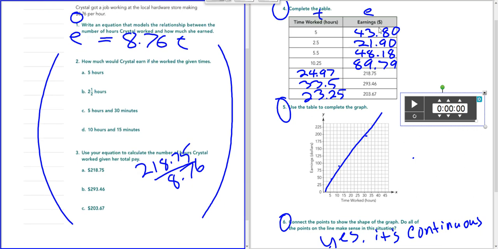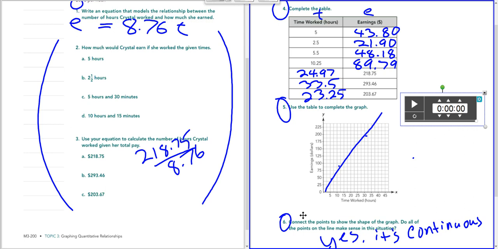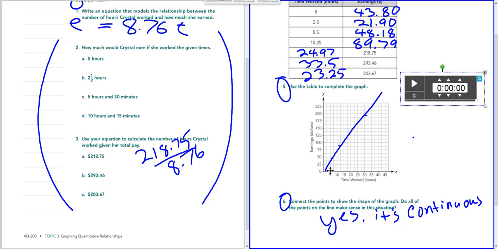But basically, we're filling in this table. And you can see the numbers we got here. For these, you're just multiplying 5 times 8.76 and so on. Here, we're dividing 218.75 by our 8.76, and that's where these numbers came from. And then we plot them, and then we come up with this new way of answering this question. Do all these points make sense? Yes. So we could say it is a continuous graph.